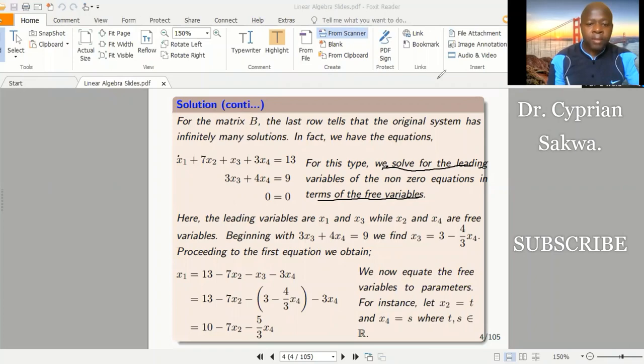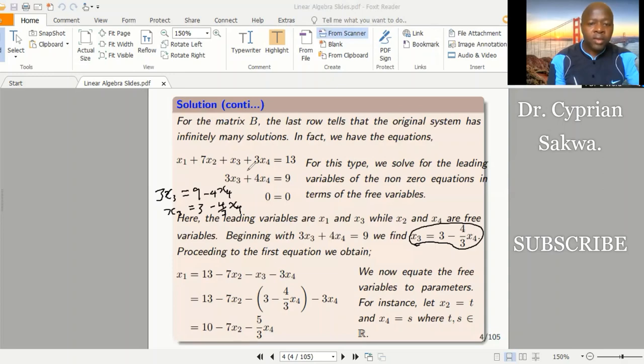So that means, beginning with this last equation, make x3 the subject. When you begin with that, you would find that 3x3 would be equal to 9 minus 4x4. Dividing both sides by 3, you have x3 equals 3 minus 4/3 x4. So I've solved this leading variable in terms of the free variable. And that's what I have here: x3 equals 3 minus 4/3 x4.